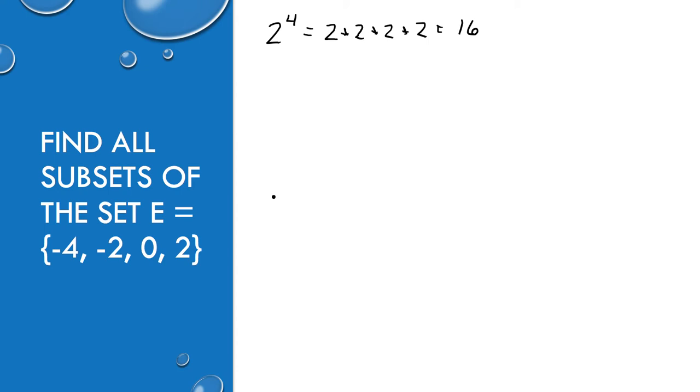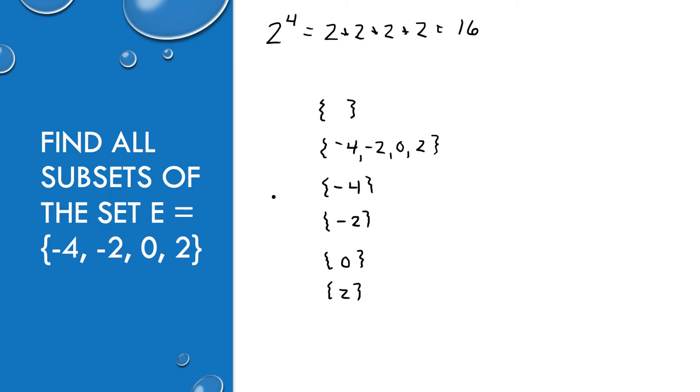So let's go ahead and begin with the ones that are easy. We know that we have the empty set. We know that we have the original set. We know that we have the sets that contain just one element. So -4 as a subset, -2 as a subset, 0 as a subset, and +2 as a subset.